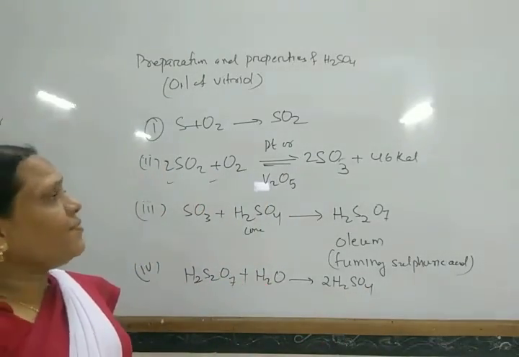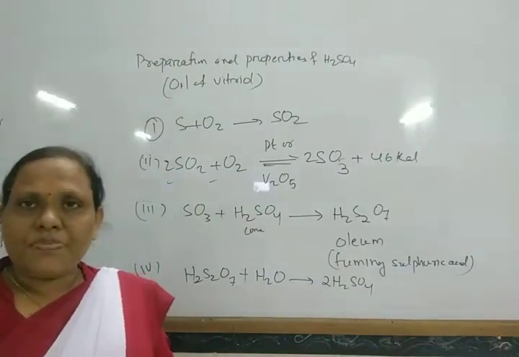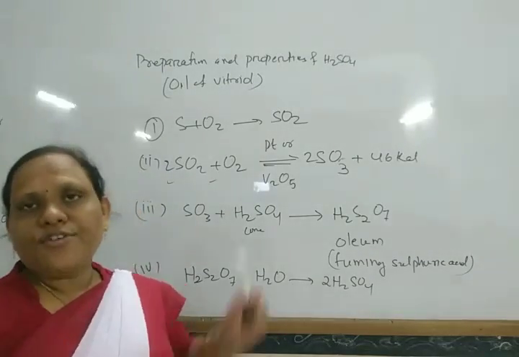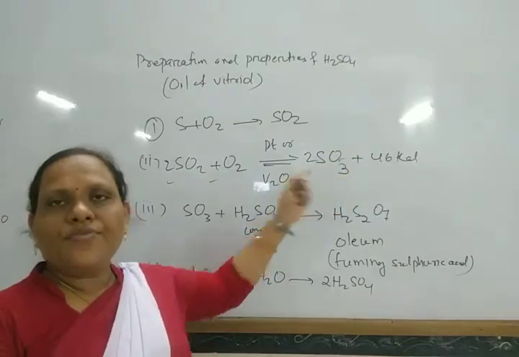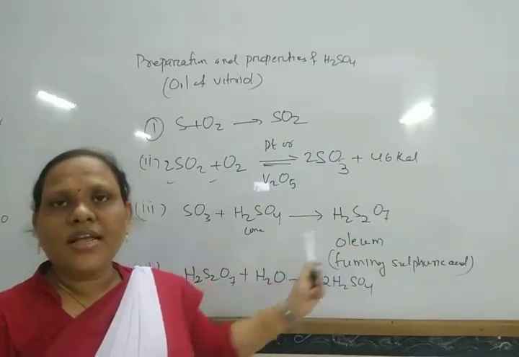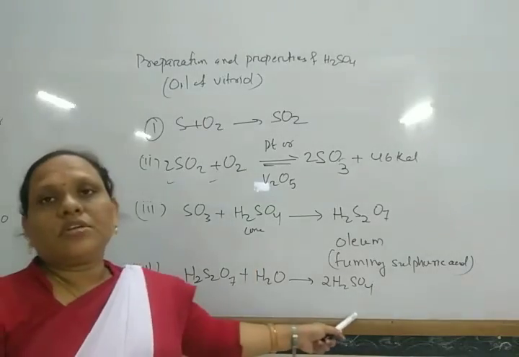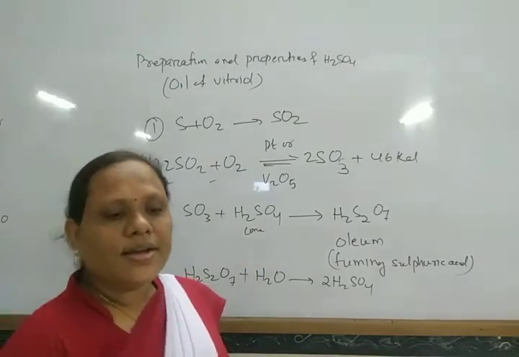So in this way, sulfuric acid is prepared. This is the general principle to prepare sulfuric acid. First sulfur dioxide, then formation of sulfur trioxide, then formation of oleum, and after that formation of sulfuric acid of desired concentration.